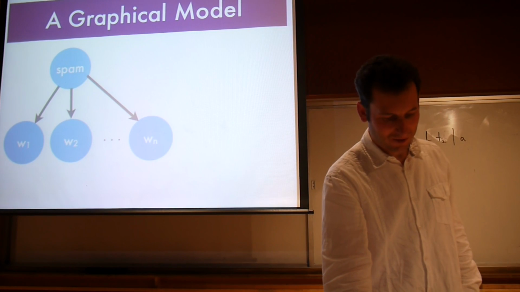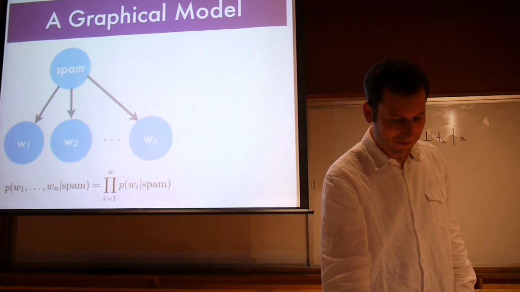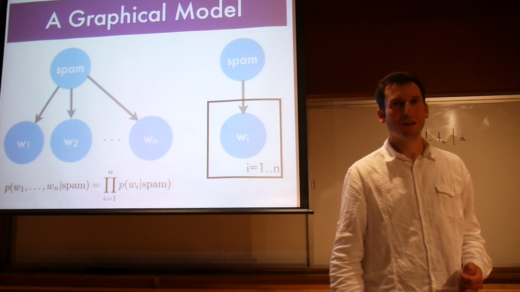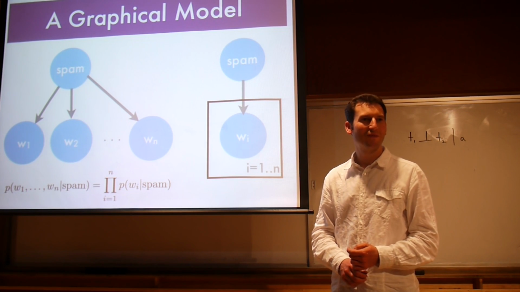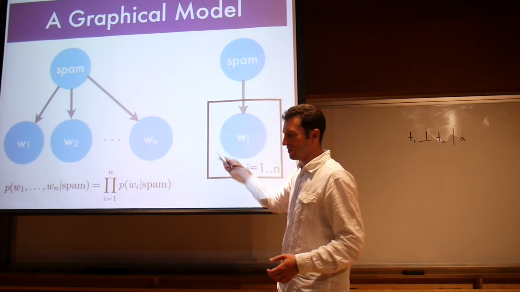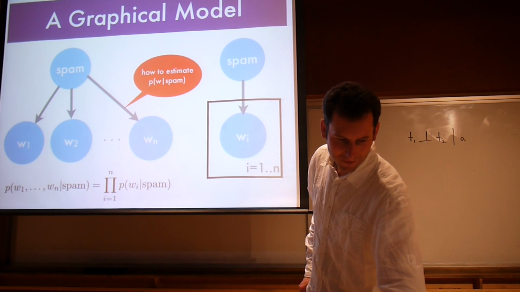So let's have a look at the graphical model. It's just spam, and then conditioned on that we get all the words. And then of course, since I'm lazy, I use plates. Who has not seen plates before? Okay, that's good. So this is just a statistical for loop. And then of course the goal is how do you actually estimate this?